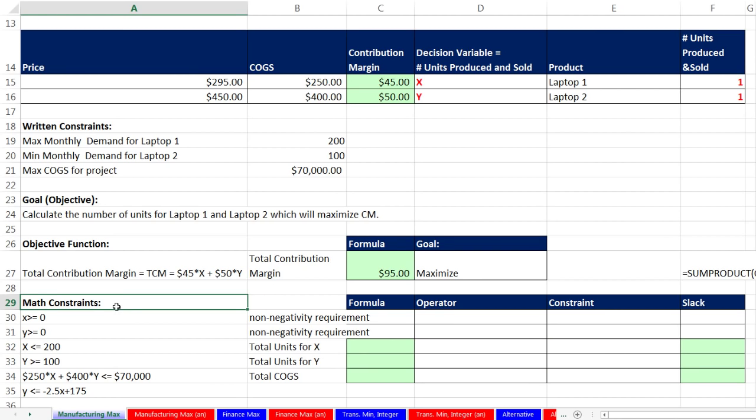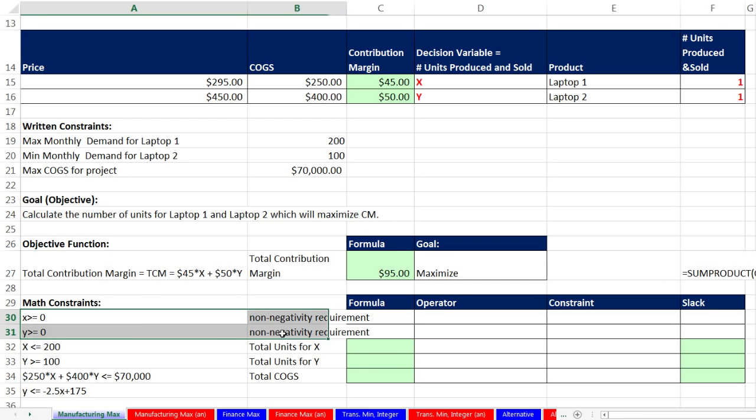Now, our math constraints. We wrote all of these out last video on paper and then plotted them on an XY chart. But here, we still need to have all of the formulas, but they're going to be Excel formulas. Now, for the non-negativity constraint, that just means our decision variables have to be greater than or equal to 0. X greater than or equal to 0, Y greater than or equal to 0. In earlier versions of Solver, we had to actually put these formulas explicitly into the dialog box.